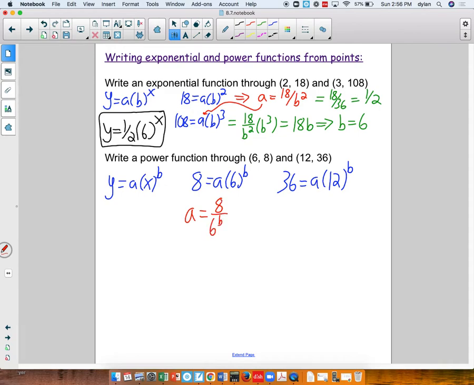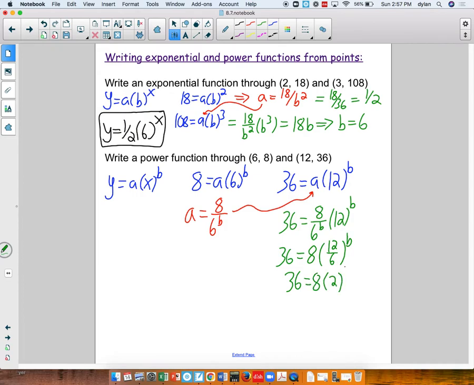And I'm going to take that and substitute it into the second equation, which would result in 36 equals 8 over 6 to the b times 12 to the b. And the important thing to note here is 6 to the b and 12 to the b share an exponent, so we can combine them into one term. So this would be the same thing as 36 equals 8 times 12 over 6 to the b. In other words, 36 equals 8 times 2 to the b.